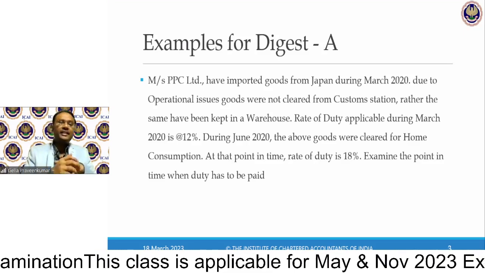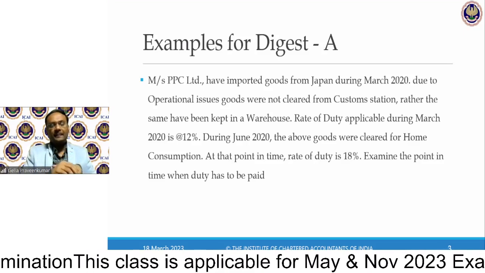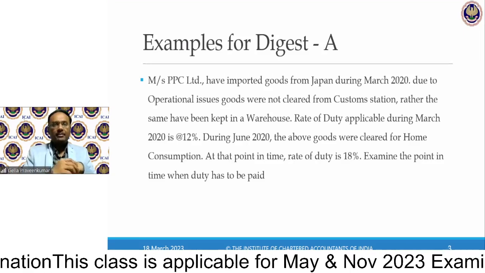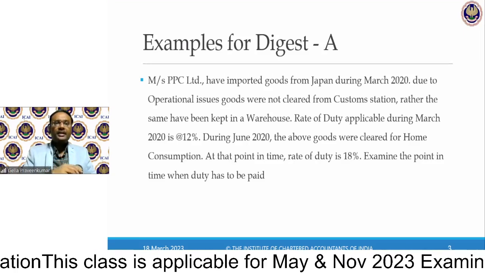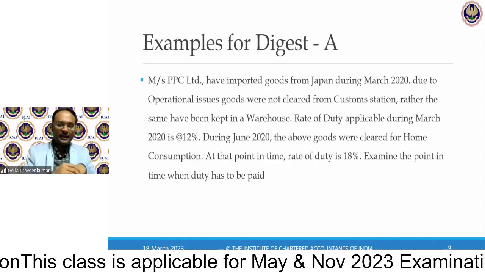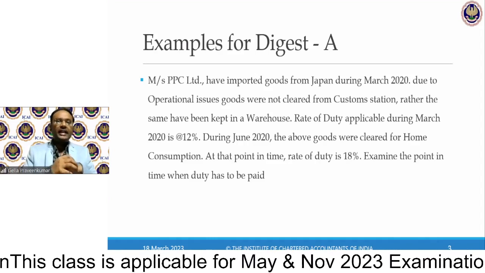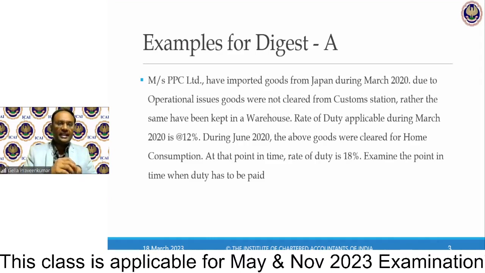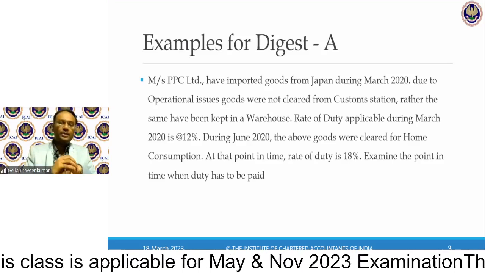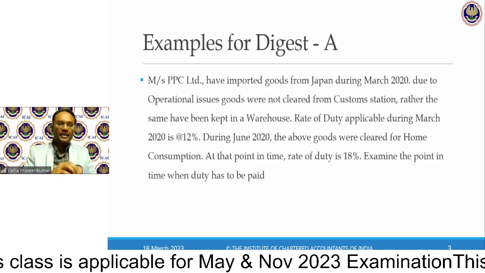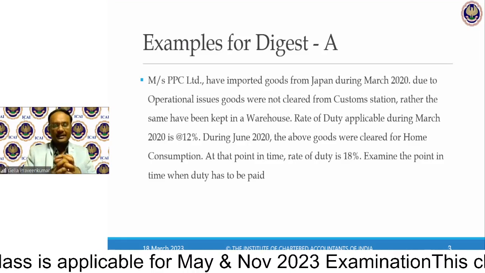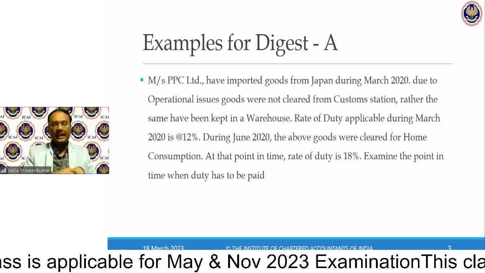So first, to start with, I have taken this particular example. M/s PPC Limited have imported goods from Japan during March 2020. Due to operational issues, goods were not cleared from the customs station. Rather, the same have been kept in the bonded warehouse. The rate of duty applicable during March 2020 is 12%. And in the month of June 2020, the above goods were cleared for home consumption. At that point in time, when it was cleared for home consumption, the rate of duty is 18%. Examine the point in time when the duty has to be paid.